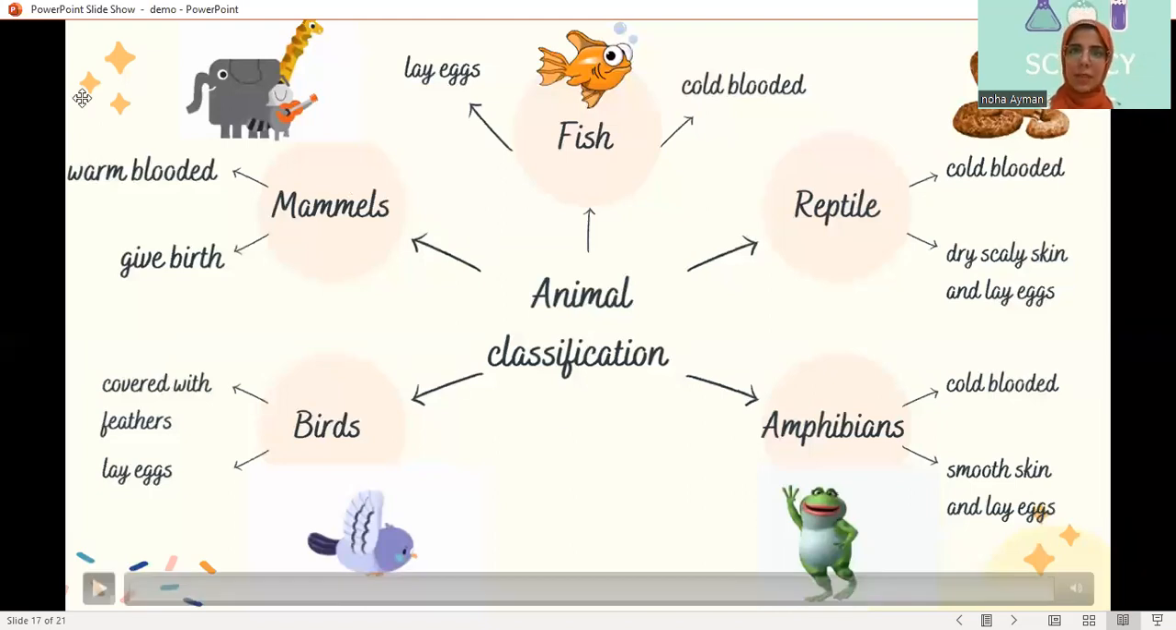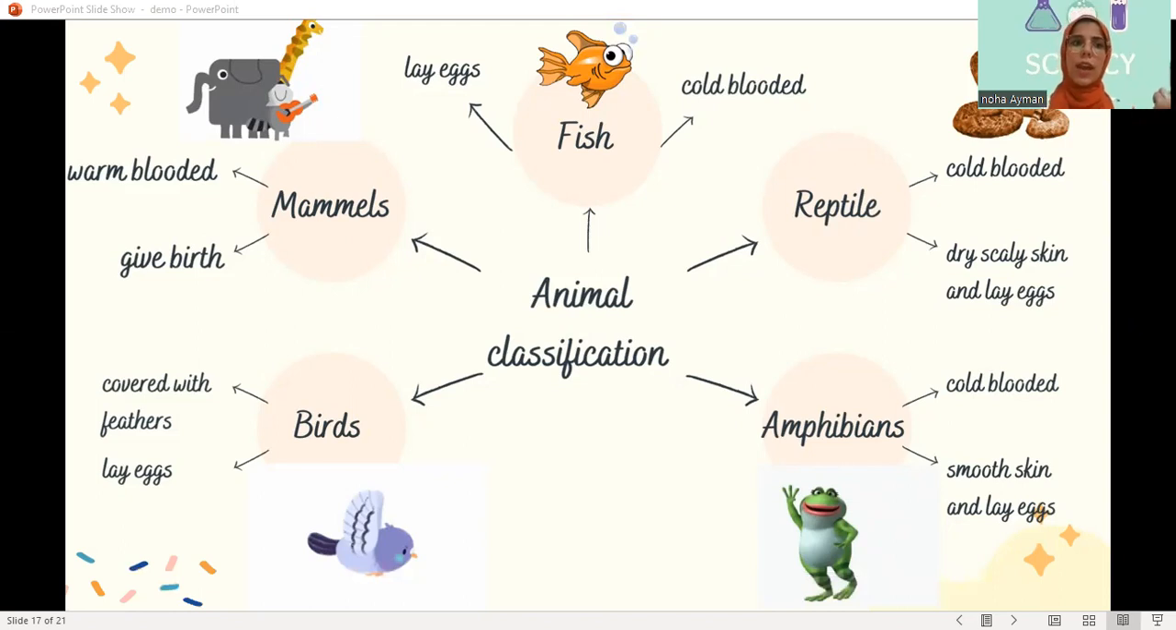We have a mind map. We have the animal classification. That's the topic of today. And we have arrows all around. You can use pictures. You can use drawings if you like to draw and color. You can use words. You can make whatever you like. You can make it on a computer, like my copy here, using PowerPoint or Word or, well, the sky is the limit. Be as creative as you can, and I hope to see you next time.